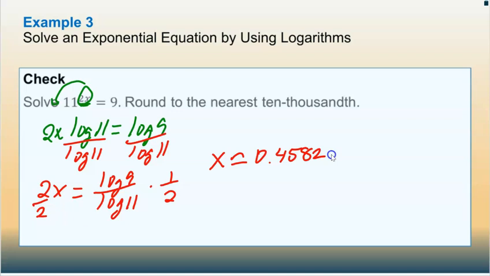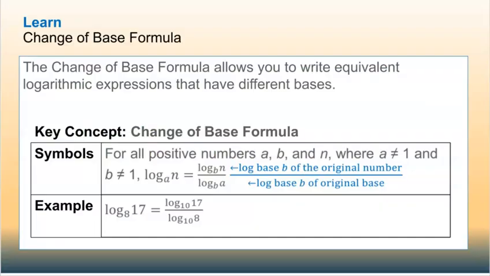So what we were doing helps us with our next part, which would be the change of base formula. The change of base formula allows you to write equivalent logarithmic expressions that have different bases. And that's important because sometimes our calculators can't do the change of base, so we have to use the change of base formula like I was just showing you before. So for all positive numbers a, b, and n, where a cannot be 1 and b, the base, can't be 1, log base a of n can be rewritten with the formula of log base b of n divided by log base b of a. B is just going to represent the common logarithm, so base 10.